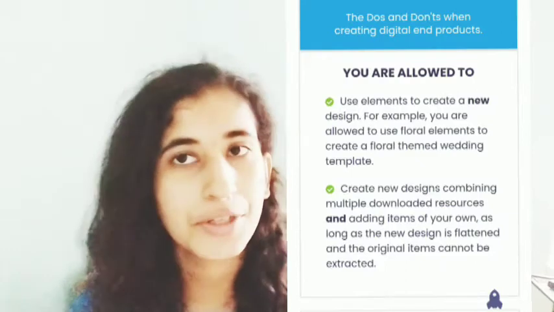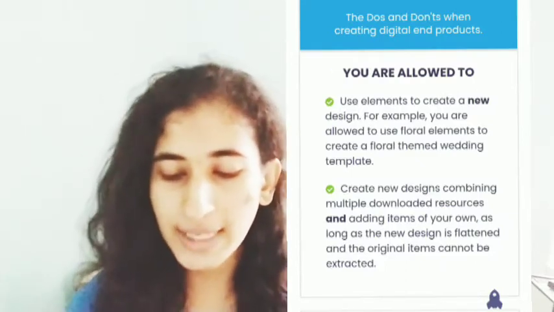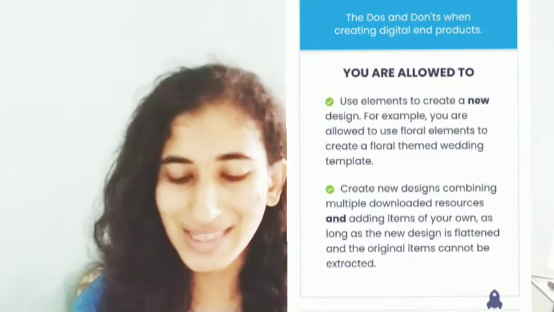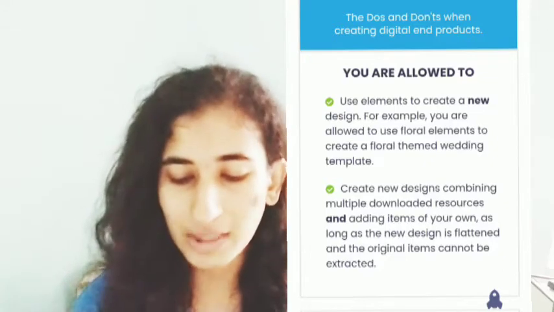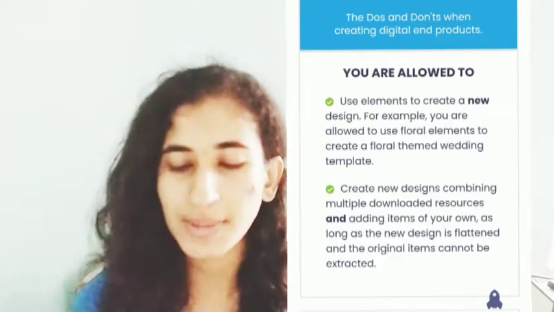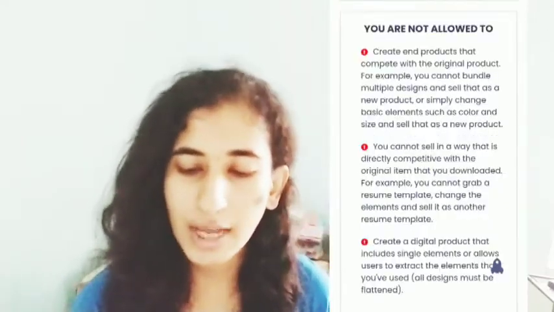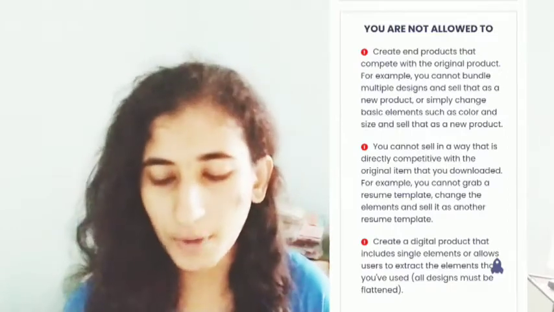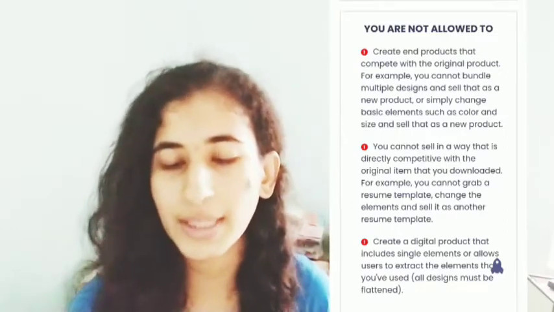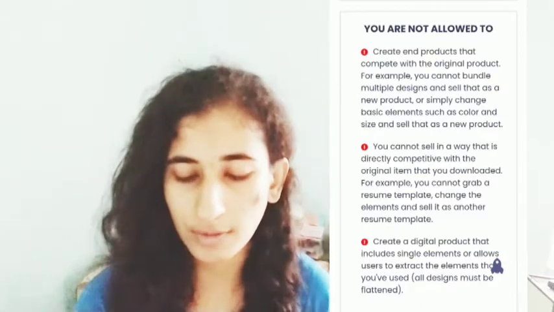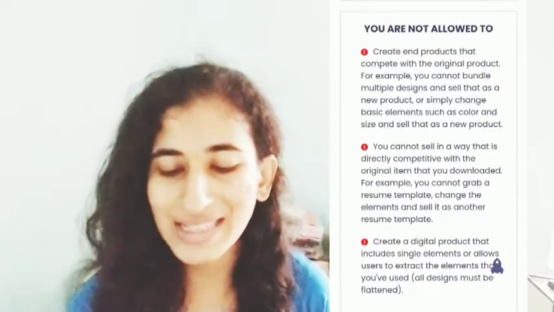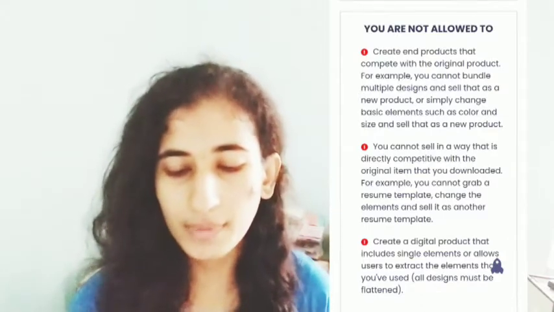Now for the digital end products, you're allowed to use elements to create new designs, combine multiple downloaded resources and add items of your own, as long as the new design is flattened and original items cannot be extracted. You are not allowed to create any products that compete with the original products. You cannot sell in a way that is theoretically compatible with the original item that you downloaded, create a digital product that includes single elements, or allow users to extract the elements that you have used.